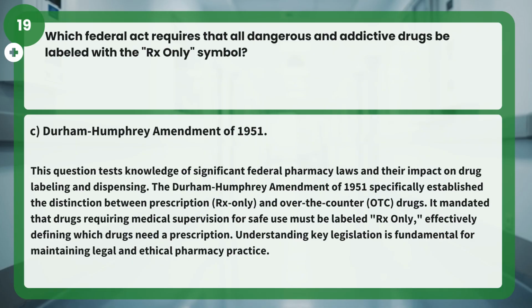Answer: C. Durham-Humphrey Amendment of 1951. This question tests knowledge of significant federal pharmacy laws and their impact on drug labeling and dispensing. The Durham-Humphrey Amendment of 1951 specifically established the distinction between prescription, Rx-only, and over-the-counter, OTC, drugs. It mandated that drugs requiring medical supervision for safe use must be labeled Rx-only, effectively defining which drugs need a prescription. Understanding key legislation is fundamental for maintaining legal and ethical pharmacy practice.